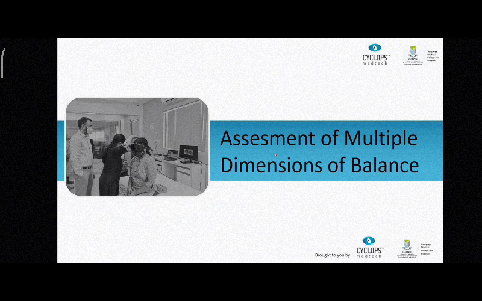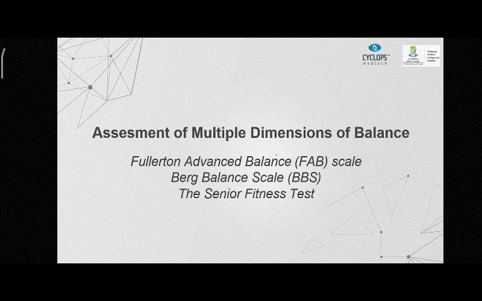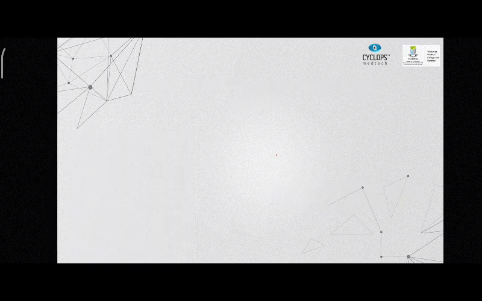So moving on to the assessment part. We will be talking about the Fullerton Advanced Balance Scale, which is very good. Second is the Berg Balance Scale. The third is the Senior Fitness Test. You can download them by just typing the name, or you can scan the QR code if you are watching from your laptop or desktop.